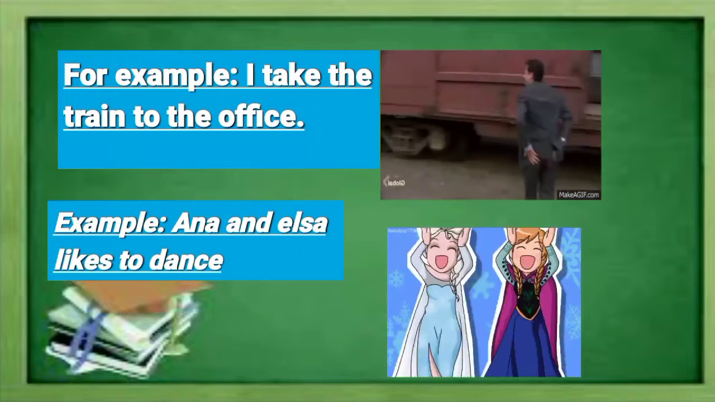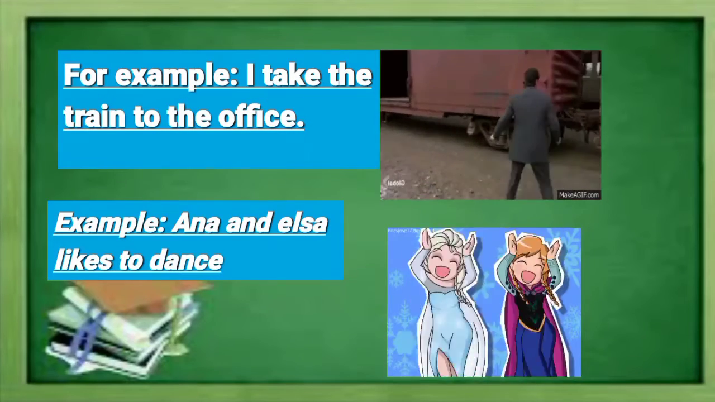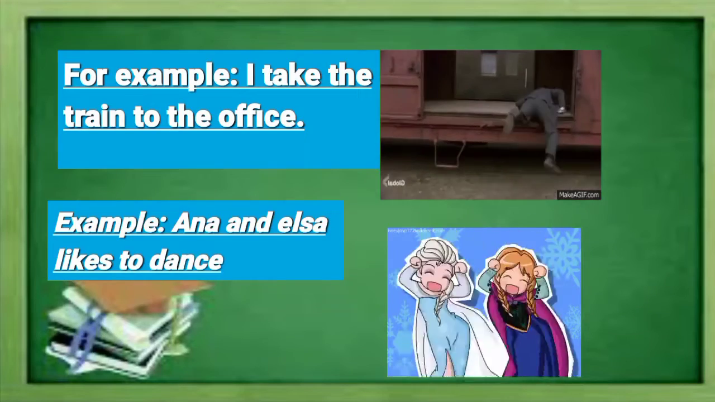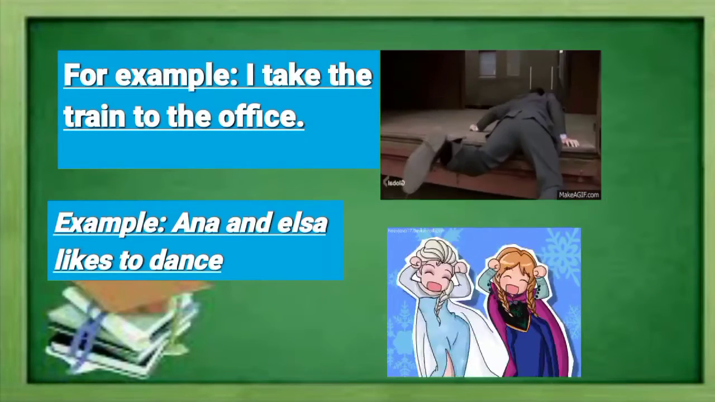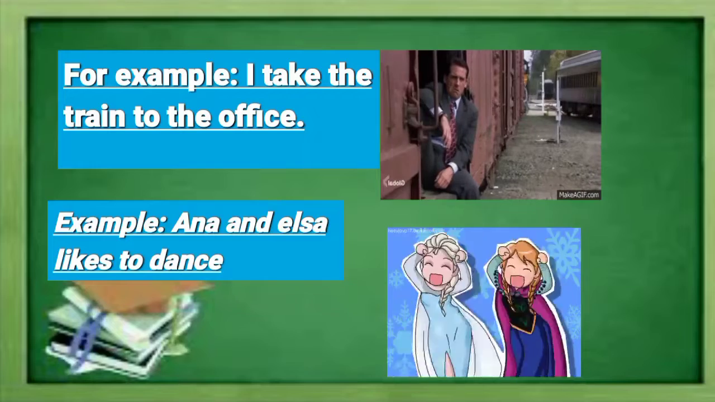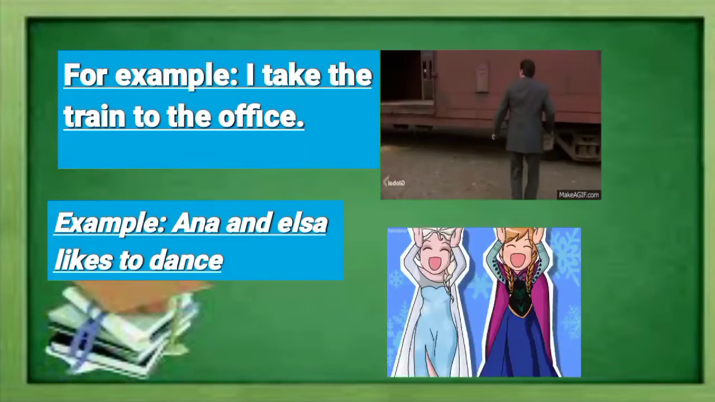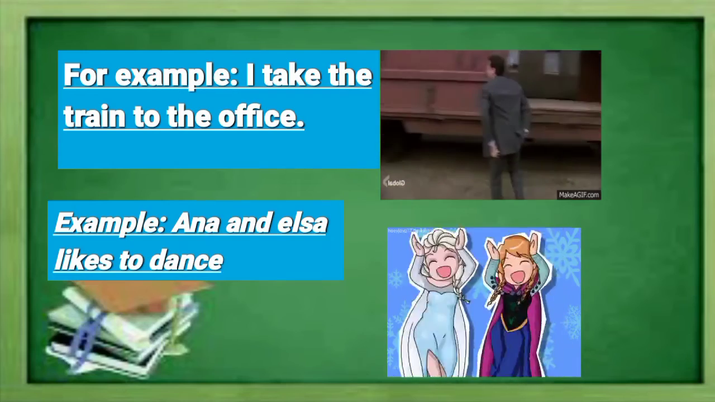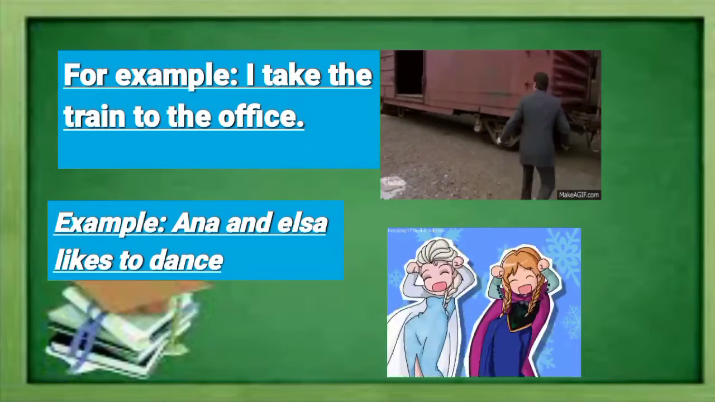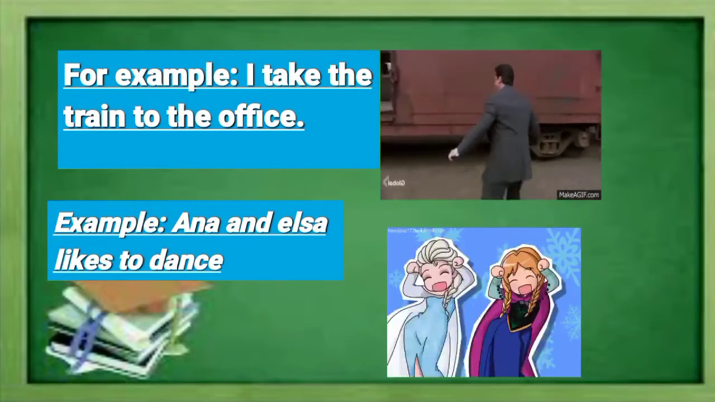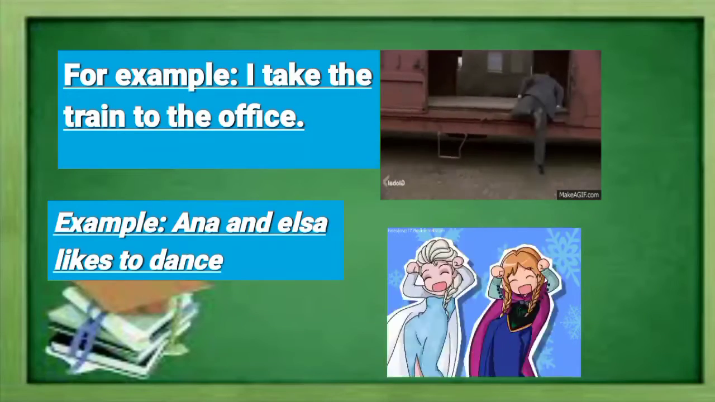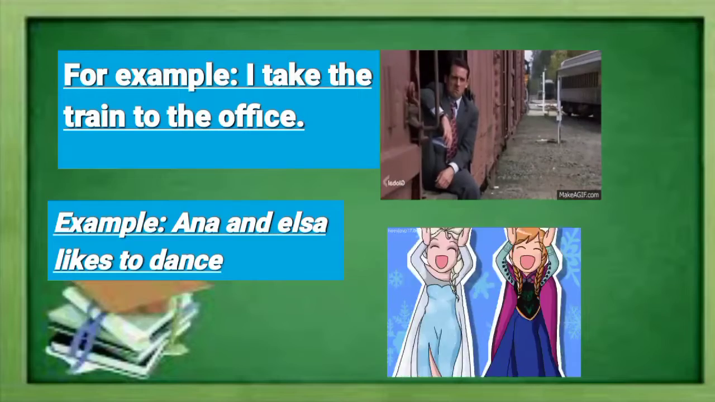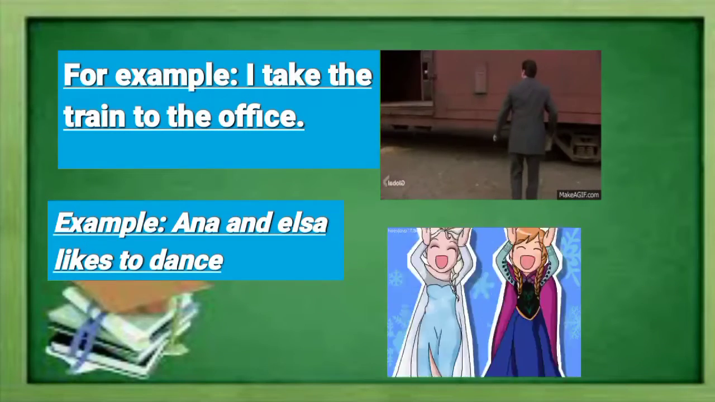The second example is Anna and Elsa like to dance. Likes is present, an action that is happening today, where likes is still in progress. So Anna and Elsa like to dance, which is happening now. For us to know, nobody said Anna and Elsa were like to dance. So again, present tense is an action that is happening today or right now.